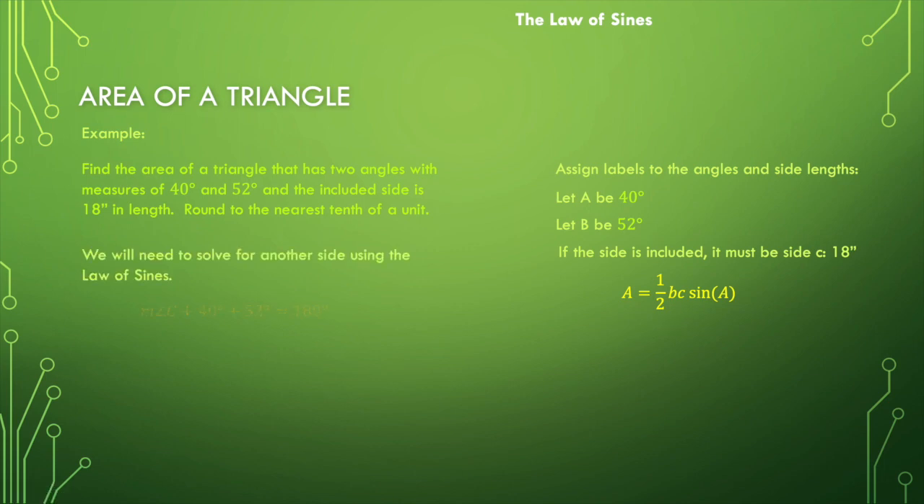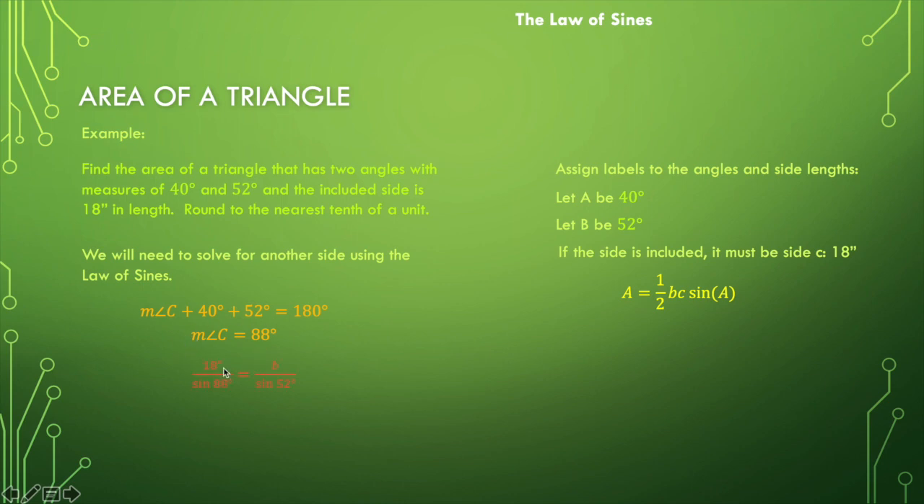Okay, so first let's go ahead and find the remaining angle measure. We know that the measure of angle C plus 40 degrees plus 52 degrees will equal 180 degrees, which means the measure of angle C will equal 88 degrees. Okay, so now I have all 3 angle measures. Now I just need one more side length in order to use this formula. Okay, and I needed this angle measure to apply law of sines.